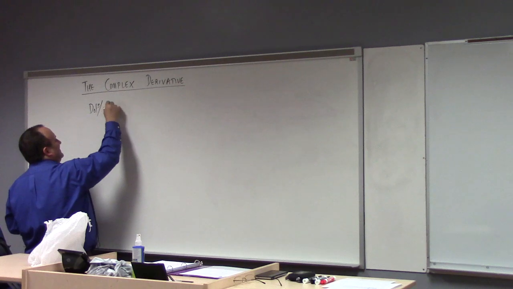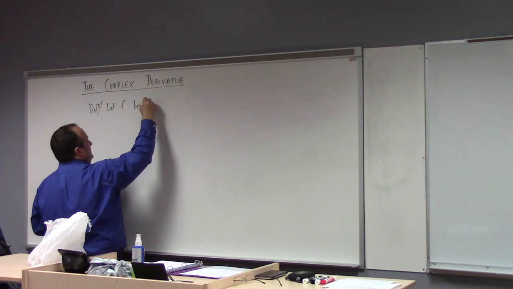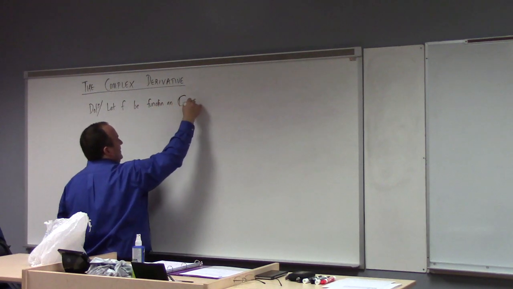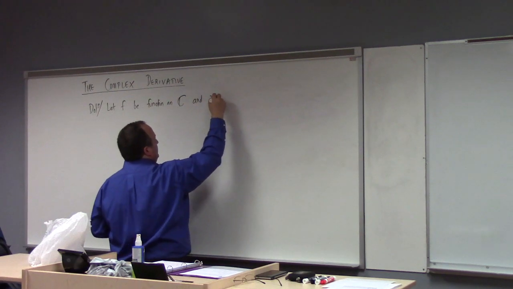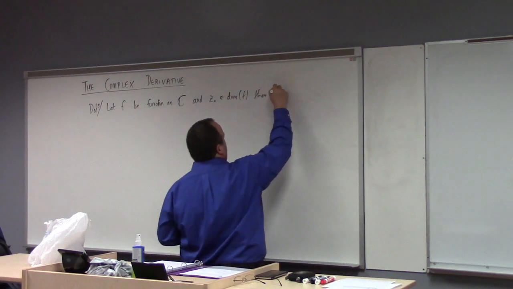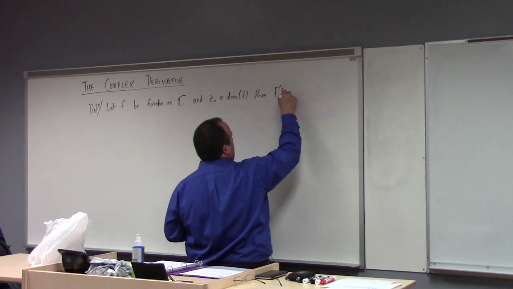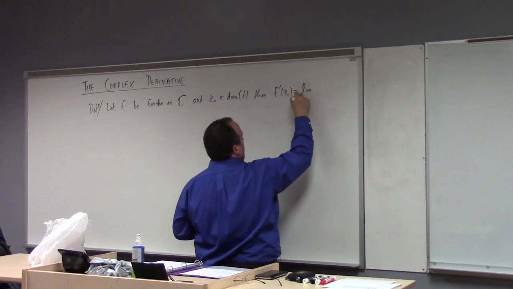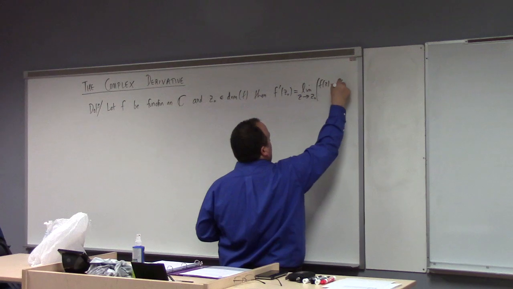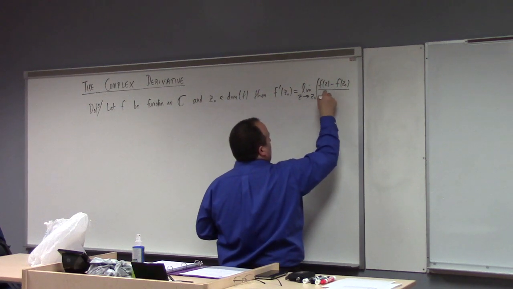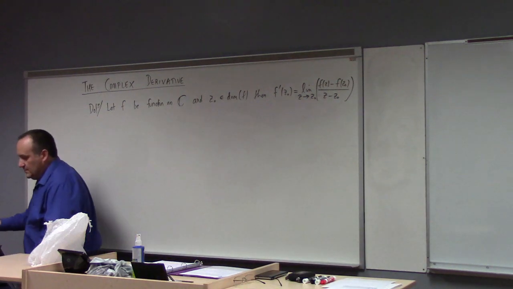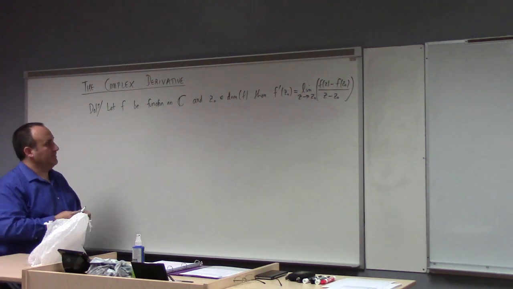So here it is. Let f be a function on the complex numbers and z naught in the domain of f, all right? Then f prime of z naught is equal to the limit as z goes to z naught of f of z minus f of z naught divided by z minus z naught, right? You should really recognize this definition from Calculus 1. It's the difference quotient, right?